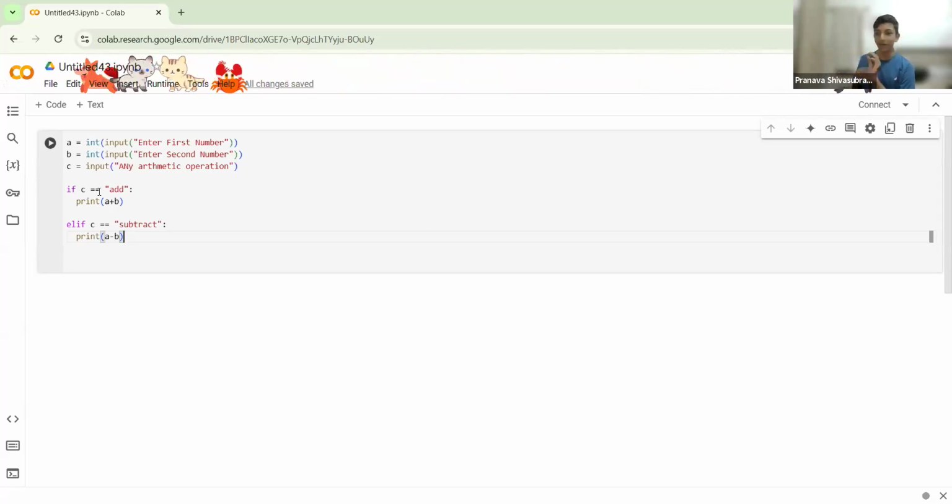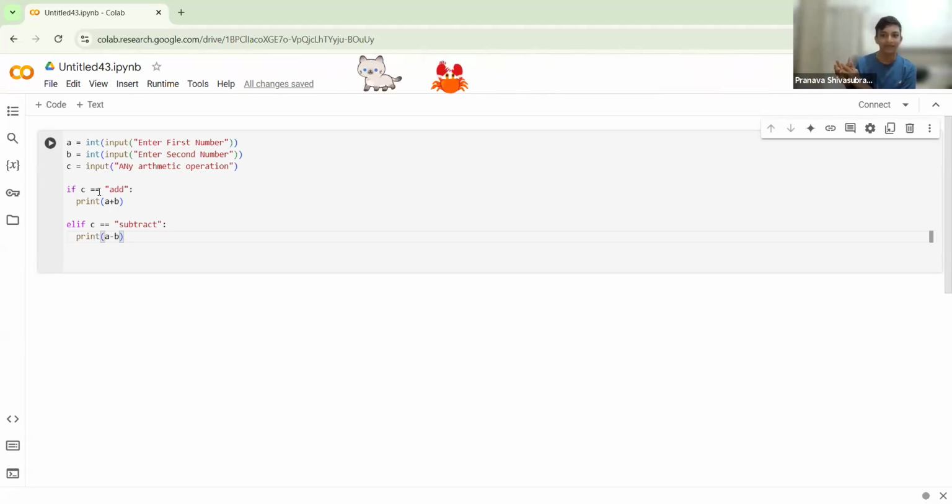For the second condition, you can put any number of elif. There's no limitation for that. But you can't put if again and again. So instead of if, you put elif. Then you put elif C is equal to subtract. So first, if the user doesn't give input as add, then it will check for subtract. If it is subtract, then it will print A minus B.